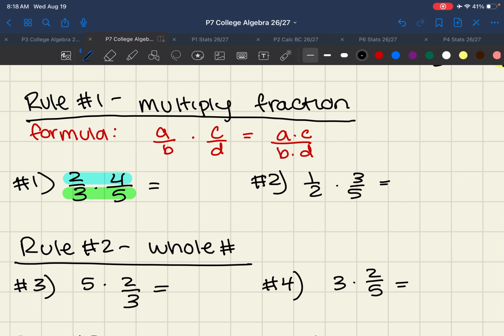So 2 times 4 is 8. 3 times 5 is 15. So my answer is 8 over 15. Okay, same with number 2. I have 1/2 times 3/5. Multiply the numerators and I get 3. Multiply the denominators and I get 10. So my answer is 3/10.